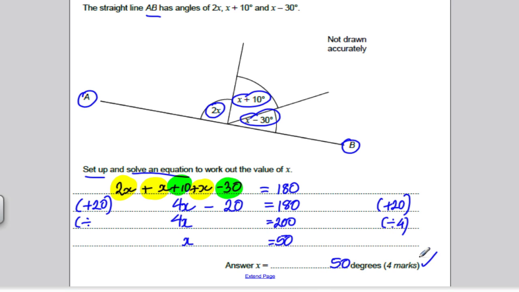Again, it's a 4-mark question. Don't lose marks by not checking. If x was 50, that would be 100, that would be 60, and that would be 20. They indeed add up to 180 as required. Next question, as always, pause the video, have a go, mark your work or make corrections.